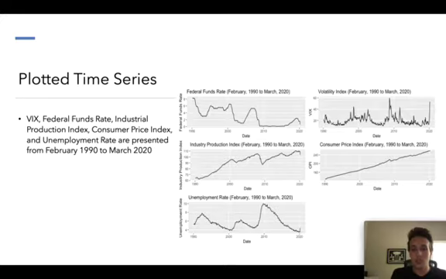The industrial production index dipped during 2008 notably, again during 2001, but outside of that, it seems like the industrial production index has been increasing significantly over this time period.